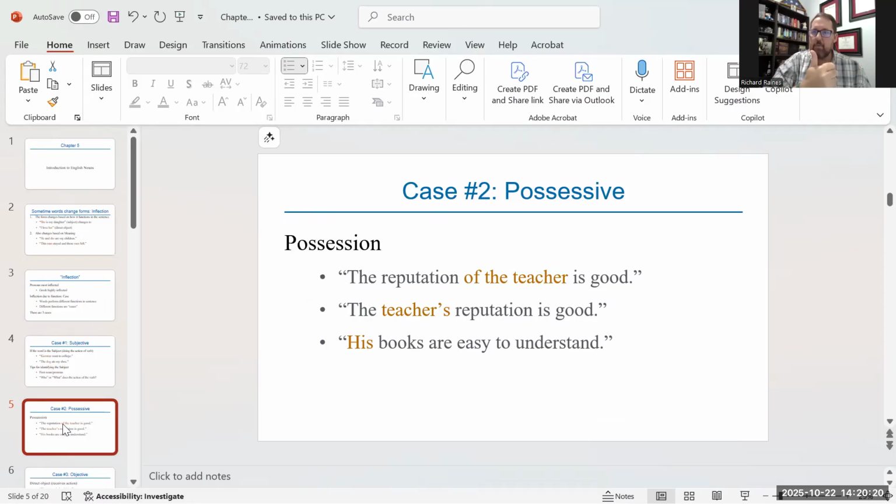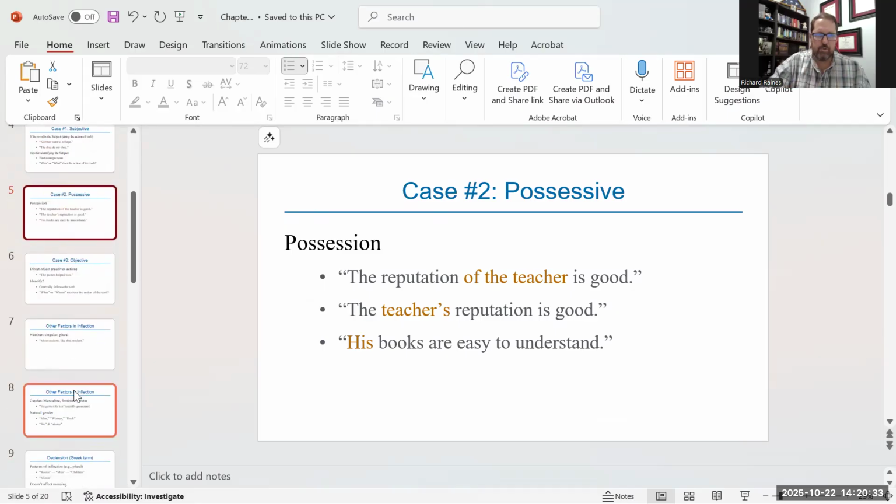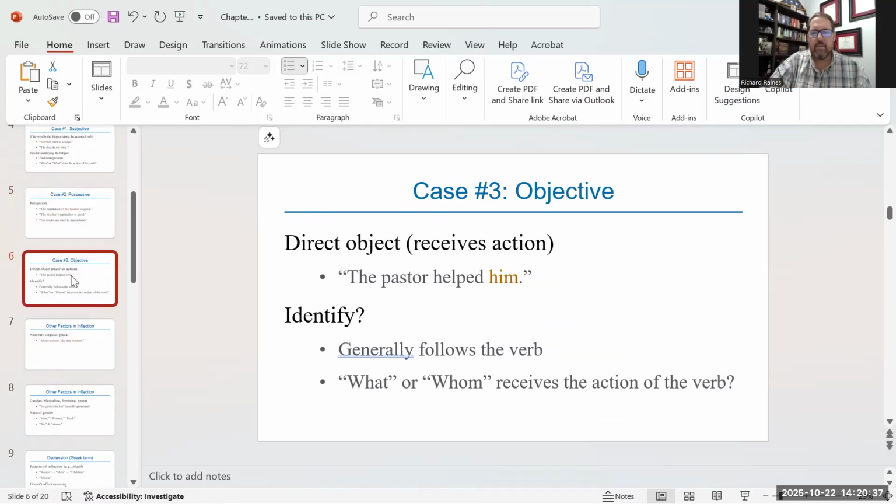So we have subjective. That would be when a noun or pronoun is the subject of the sentence. And you have possessive. That is when the noun or the pronoun indicates ownership, that the noun owns something, possesses something, a possession. And then the third inflection, the third case, would be objective. This is a direct object.